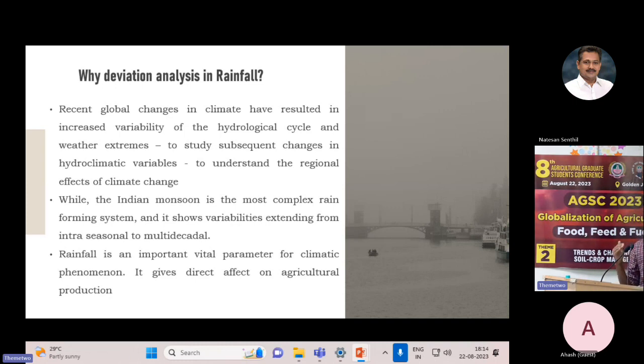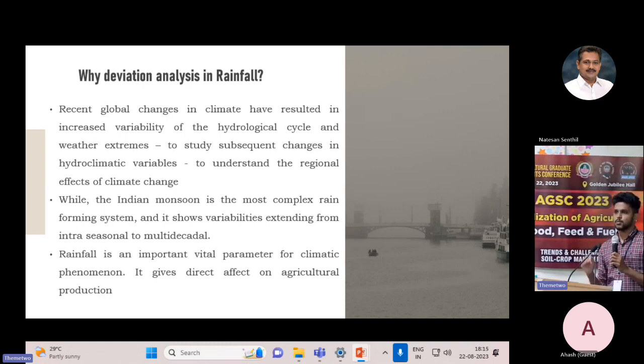As global climate change increases, rainfall keeps increasing due to the temperature increase, which means the evaporation potential is increasing. So the rainfall amount is increasing due to the moisture holding capacity increasing in the atmosphere. To analyze that, we have taken rainfall deviation for the past 30 years and future 60 years. We divided it into near future and mid future. Next slide.